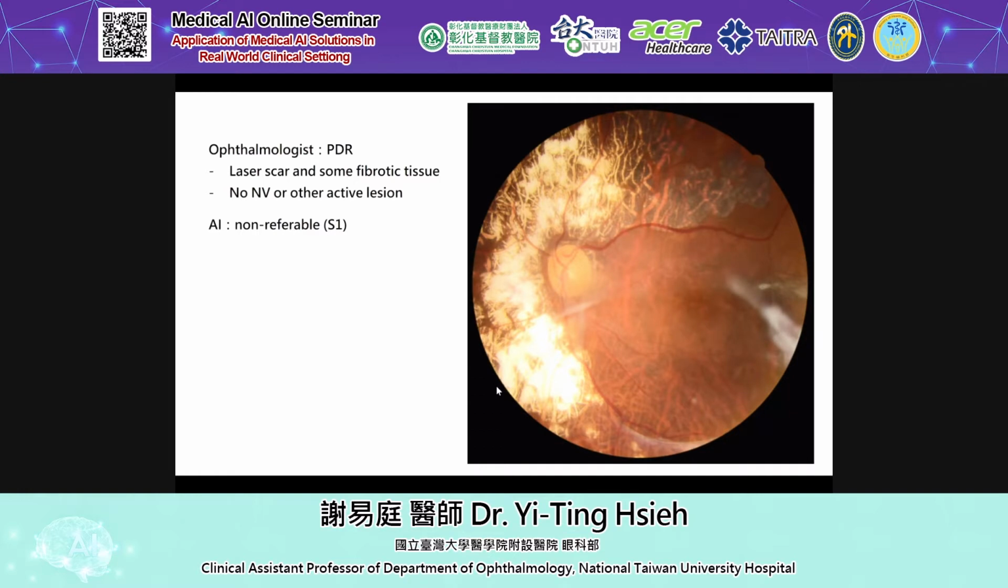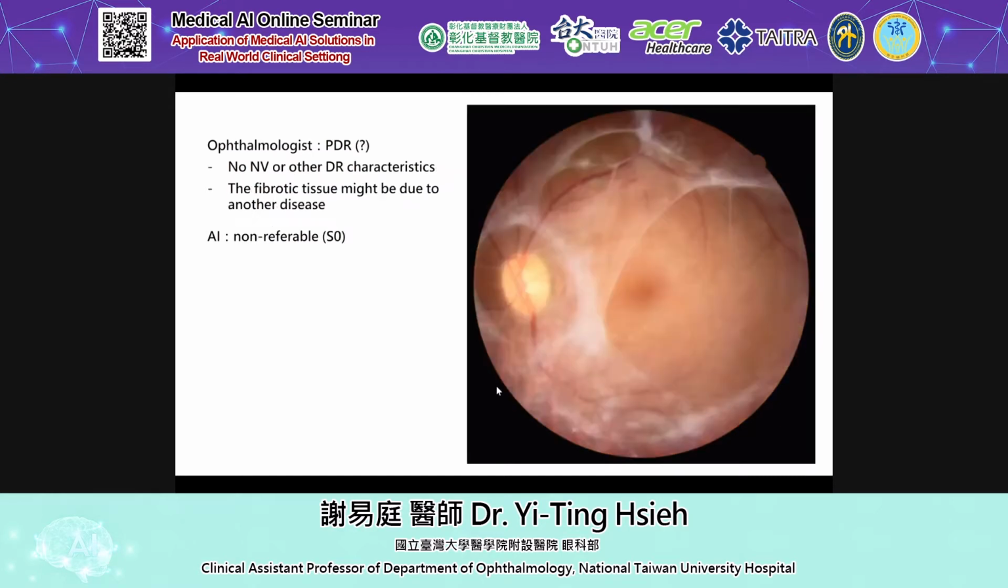This is also another one. Because of the extensive laser scars, the ophthalmologists think it is PDR. And there is some fibrotic tissue, but there is no retinal detachment, no neovascularization, no hemorrhage, no microaneurysm. And this is another one. The ophthalmologist diagnosed it as PDR. But when I look back at this picture, I'm not sure if it is really PDR, because there is fibrotic tissue in the vitreous, but it might not be due to diabetic retinopathy.